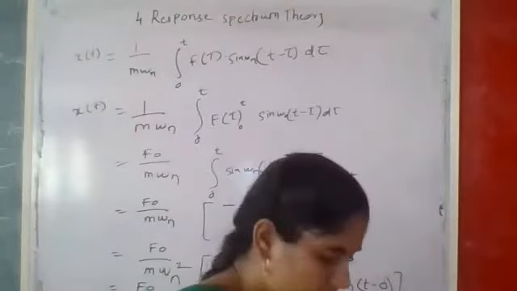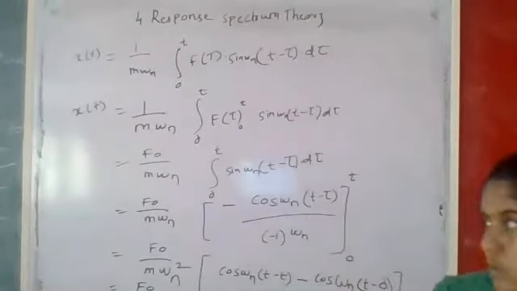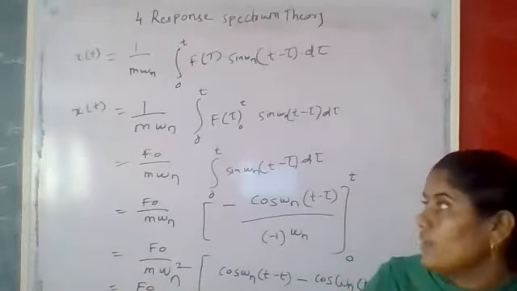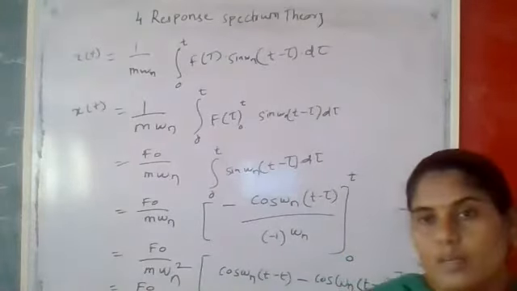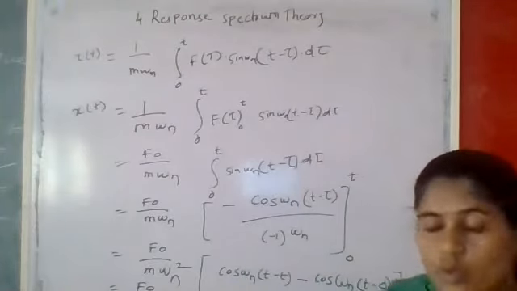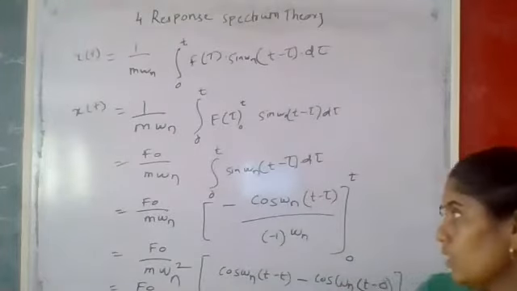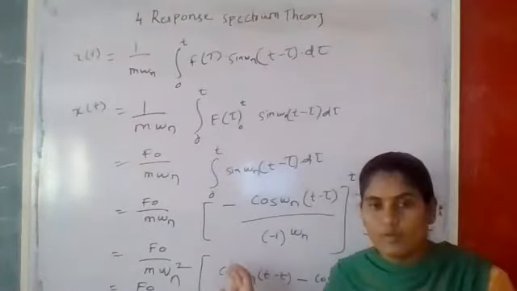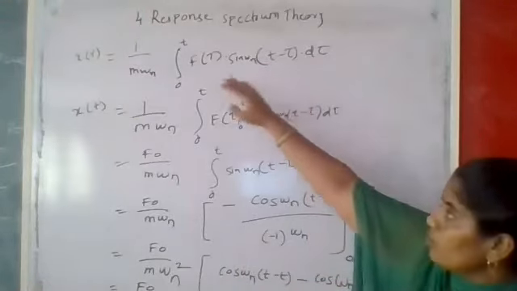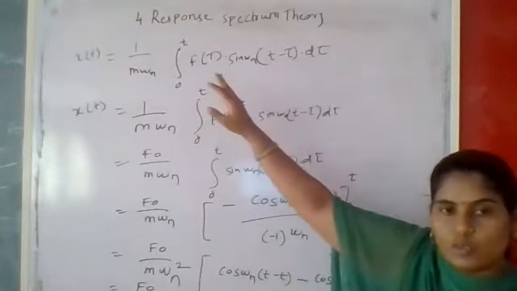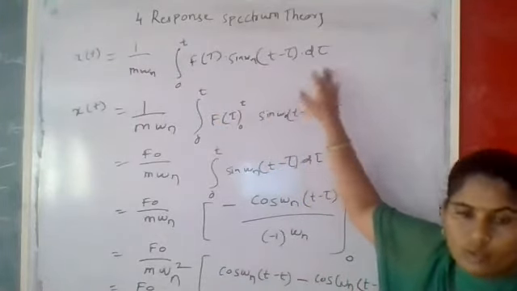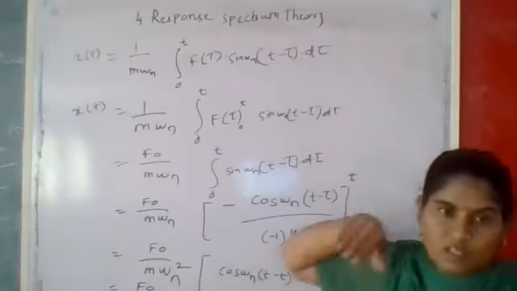Constant force: Duhamel's integral we have used for the constant force. We already know the Duhamel's integral. What is the Duhamel's integral? The equation is x of t is equal to x naught into cos of omega n t plus v naught upon omega n into sine of omega n t, plus the Duhamel's term, that is 1 upon m omega n into the integration of 0 to t of f of tau into sine of omega n (t minus tau) d tau. That is the equation of Duhamel's integral.